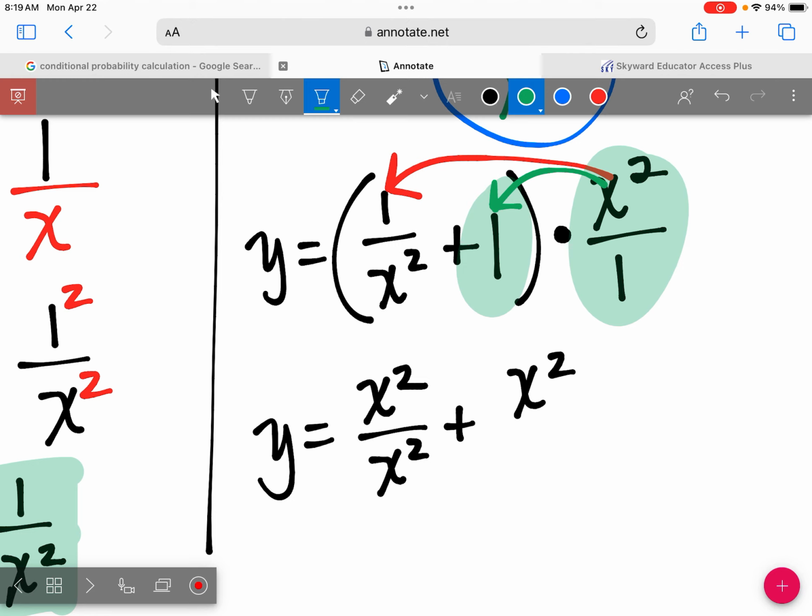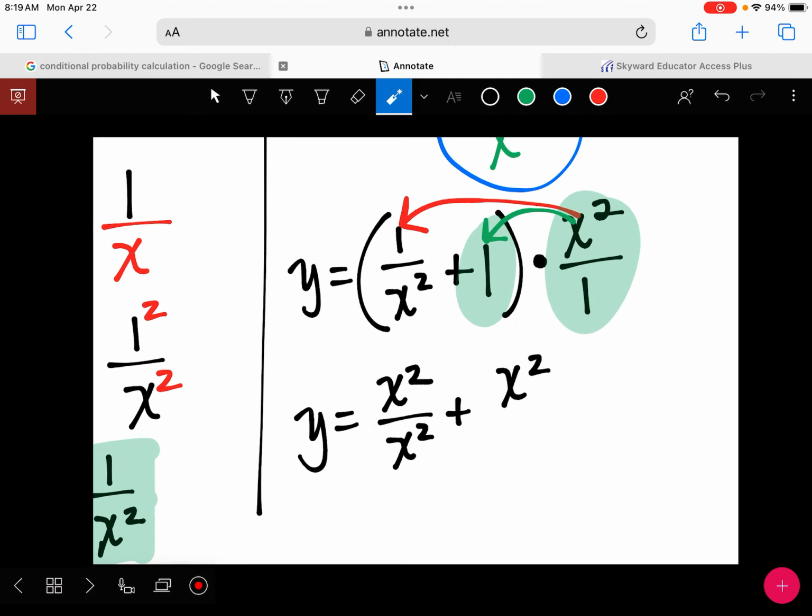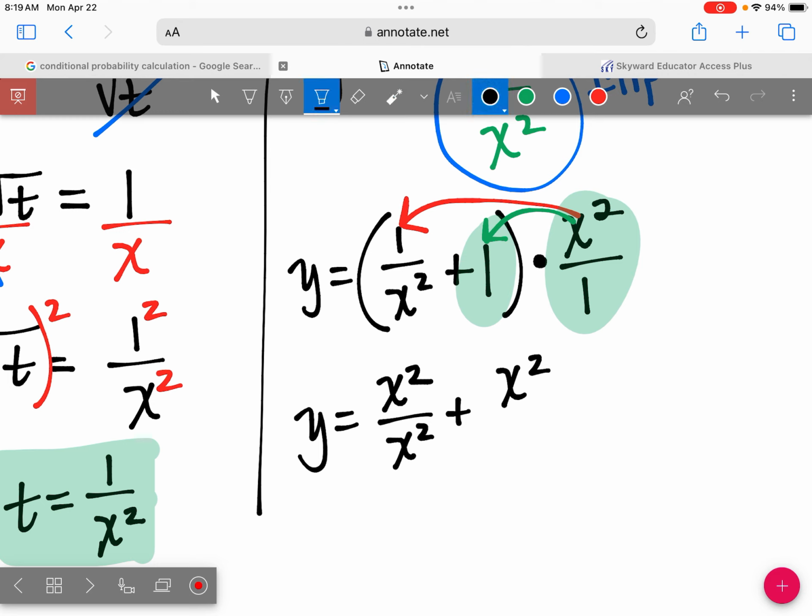All right, what do you think this is going to simplify down to, though? Yep, because anything divided by itself is 1. 3 divided by 3 is 1. 10 divided by 10 is 1. x divided by x is 1. x squared divided by x squared is 1. So your final equation is simply y equals 1 plus x squared.